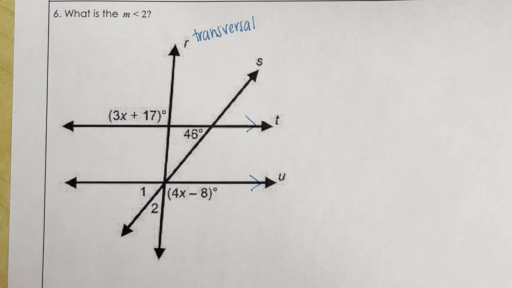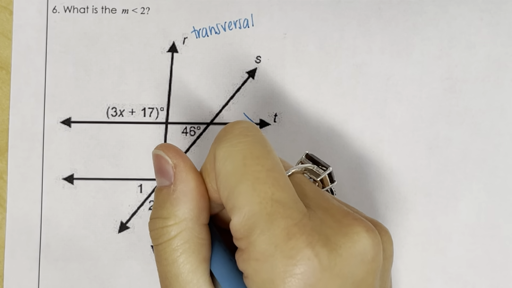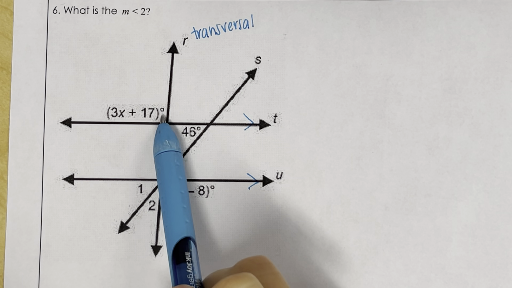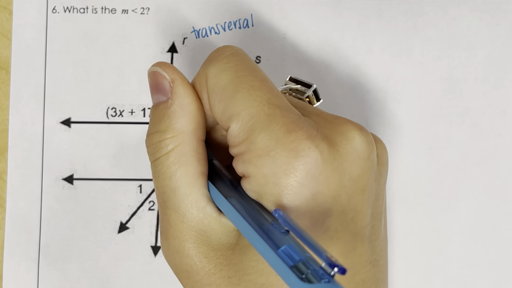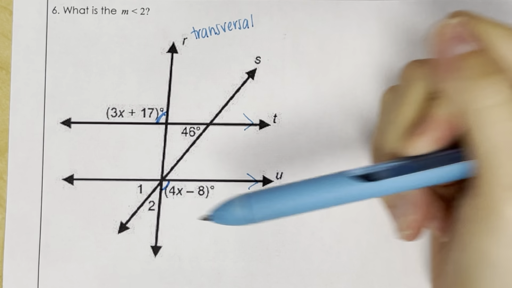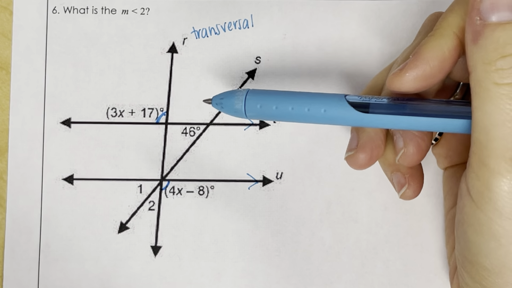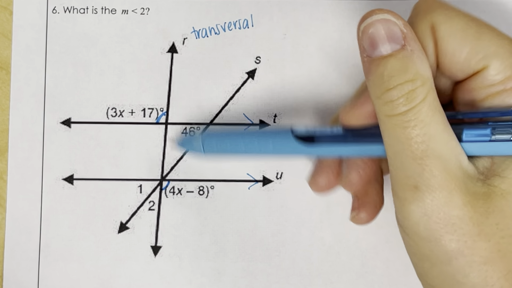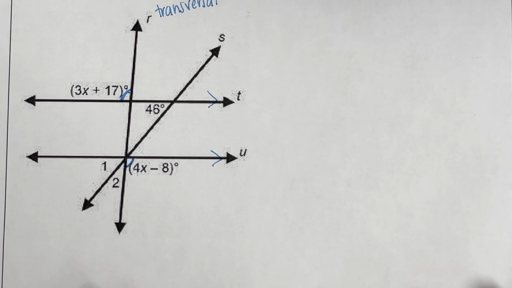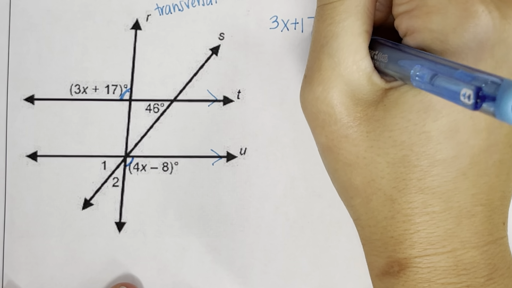So anytime I see an equation, that's always the first thing that I look for. And I see I've got this equation right here, 4x minus 8. Now, I also notice I have this equation over here. These two angles are alternate exterior angles, and I know that alternate exterior angles are congruent. So since these are congruent, I'm gonna set each of these equations equal to each other, and then I'm gonna figure out what my x value is. So that's gonna be my first step.